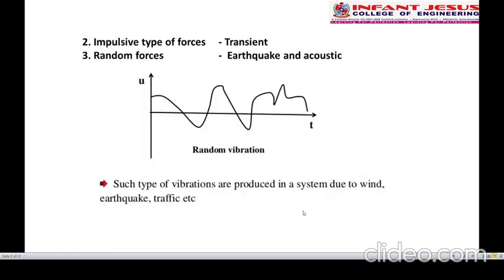Here you can see the random forces. The earthquake and acoustic forces are random, so the waveform is not perfect; it goes on randomly. You might have seen the earthquake seismograph, an instrument for measuring earthquake vibration. It is not periodic; it goes up and down, up and down. So those are random forces, due to wind, earthquake and traffic.